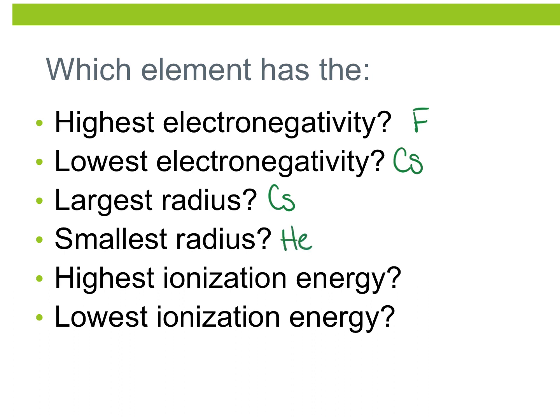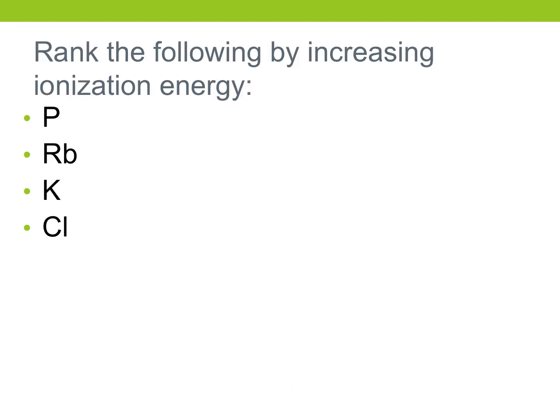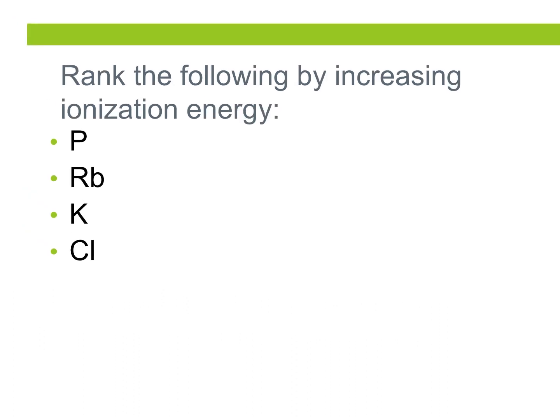What about the smallest radius, or the smallest atom? Okay, helium. Which one has the highest ionization energy? Helium. Okay, also helium, top right. Which one has the lowest ionization energy? Cesium. Okay, so now I'm going to give you 4 elements. We're going to rank them by increasing ionization energy. You're going to do some of these on your own without my help next.